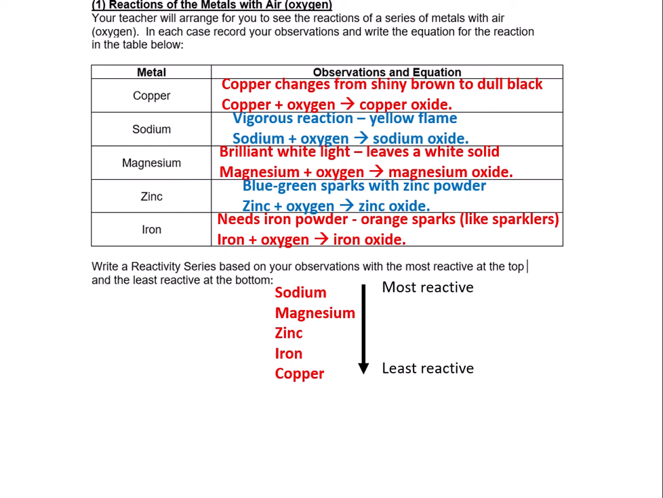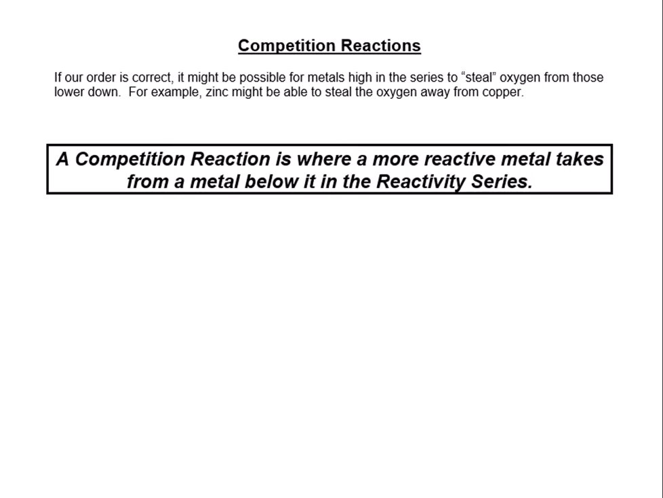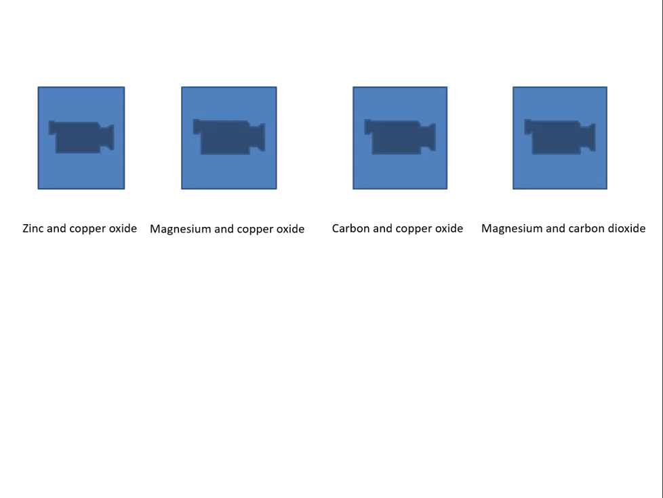Now, why a reactivity series is useful is because you can look at what we call competition reactions. And a competition reaction is where a more reactive metal steals from a metal below it in the reactivity series. And what I'm going to do is I'm going to demonstrate 4 competition reactions. And as I go through it, I'll talk over a couple of the key observations.